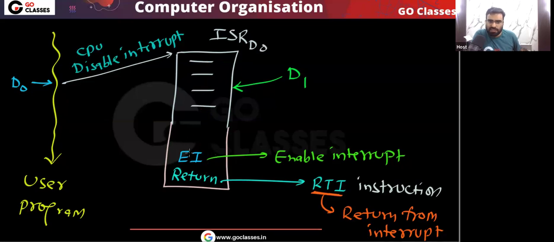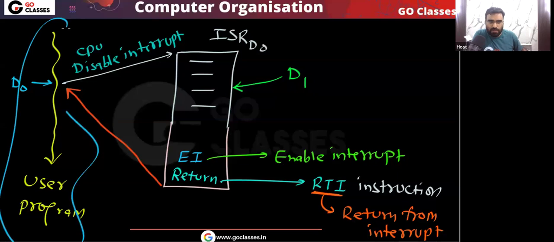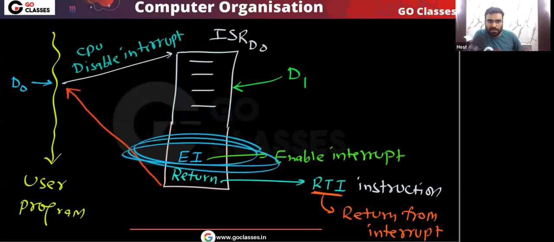And here, what will the CPU do? The CPU will enable the interrupt. In this ISR, at the end, the CPU will enable the interrupt. Now you can notice, the CPU will return to the original program. But remember, when the CPU is returning, the interrupt is enabled, yes or no? When the CPU is returning to the original program, the interrupt is enabled.